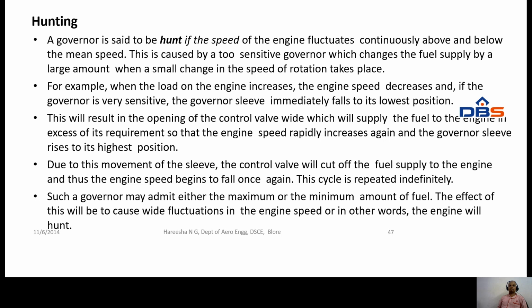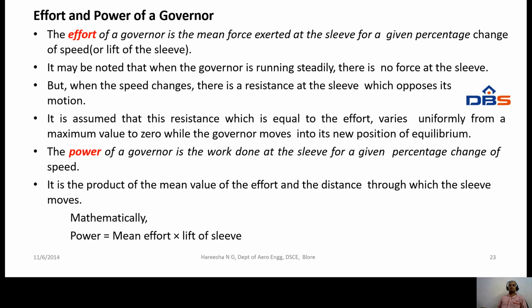Due to this movement of the sleeve, the controller valve cuts off the fuel supply to the engine, and thus the engine speed begins to fall once again. This cycle may be repeated indefinitely. Such a governor may be affected by maximizing or minimizing the fuel amount, and this causes wide fluctuation of the engine speed. So the engine is said to hunt.